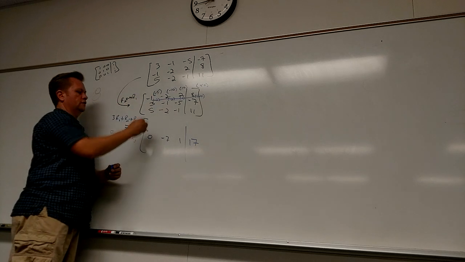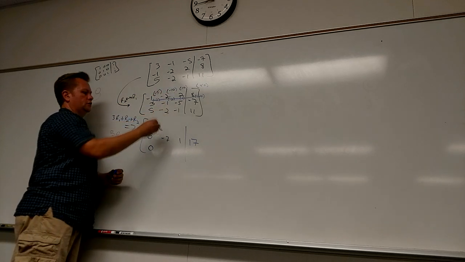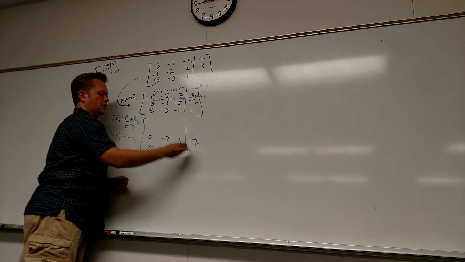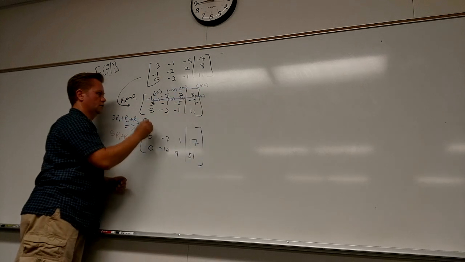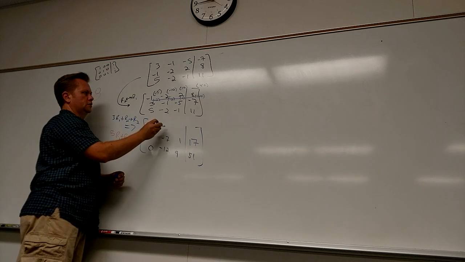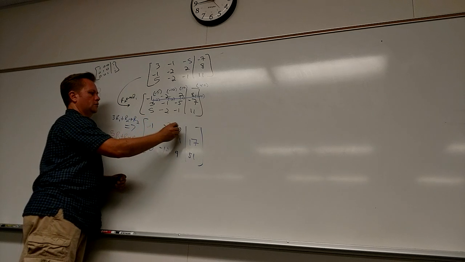So then negative 5 and 5 is 0. Negative 10 and negative 2 is negative 12. 10 minus 1 is 9. 40 and 11 is 51. And the first row, let me go ahead and multiply the first row by negative. Is that cool? Maybe I don't need to, but I'm going to do it anyway.